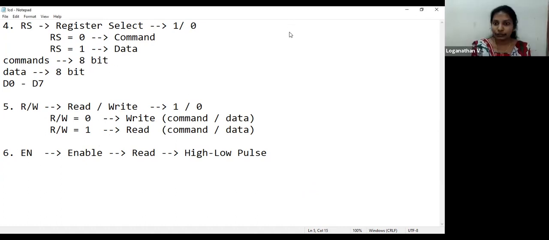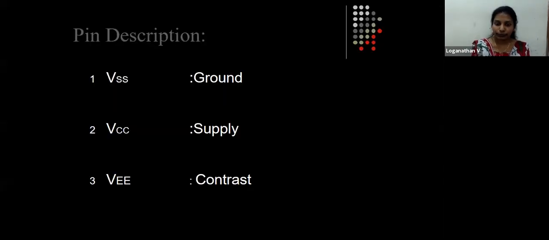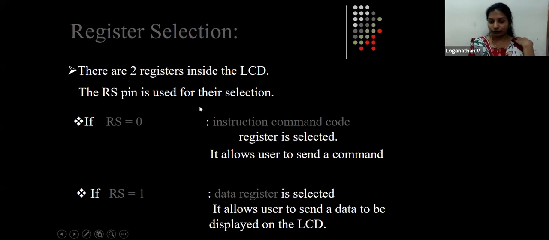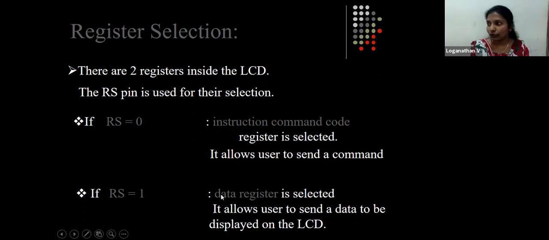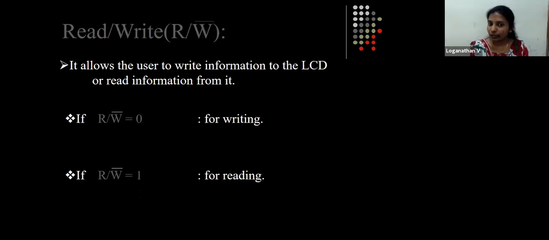So these are the control pins. We have 3 control pins. We have 2 registers, one for command and one for data. Whenever you make RS 0, it will be selected as command mode, and if it is 1, then you are going to give the input data. RW as 0 means you are writing, and 1 means read.